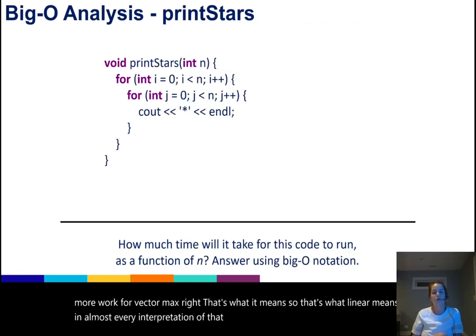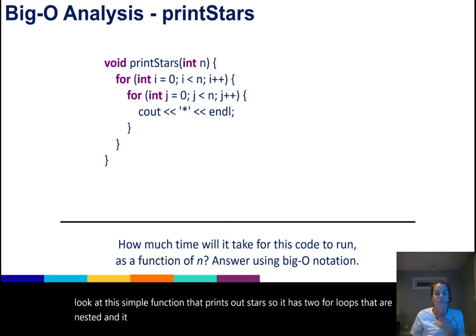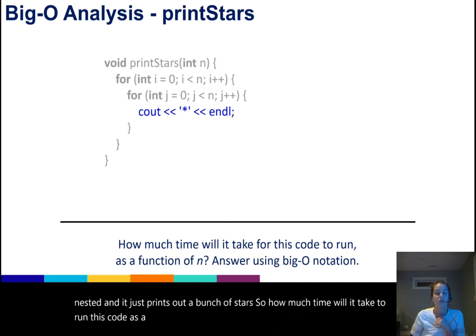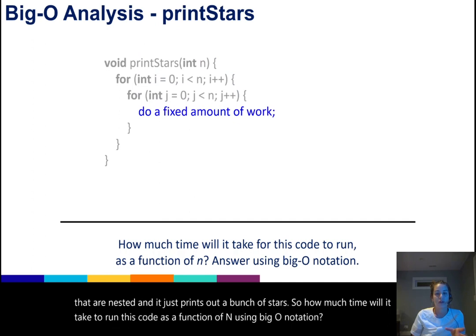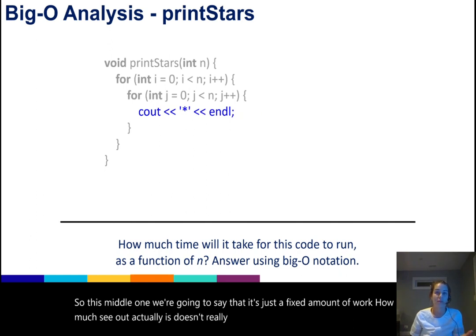So let's look at another one. Let's just look at this simple function that prints out stars. So it has 2 for loops that are nested, and it just prints out a bunch of stars. So how much time will it take to run this code as a function of n using big O notation? So this middle one, we're going to say that it's just a fixed amount of work. How much cout actually is doesn't really matter. All that matters is that it's fixed and it's the same.